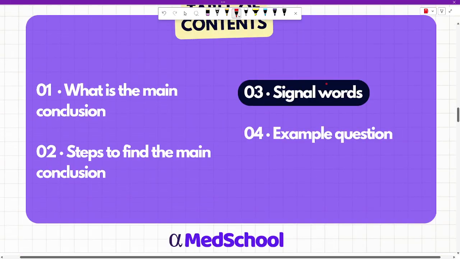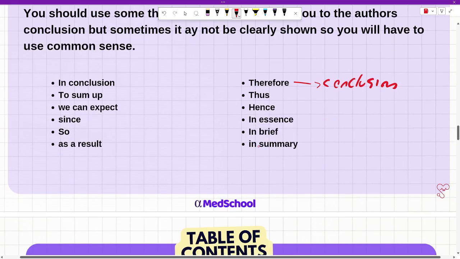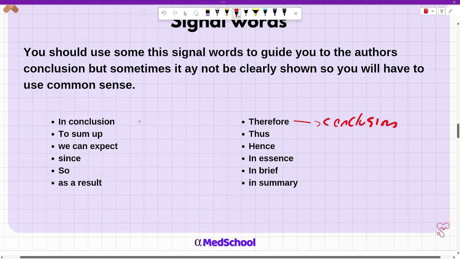Now let's go over some signal words. You should use some of the signal words to guide you to the author's conclusion, but sometimes it may not be clearly shown, so you will have to use some common sense. If you find any of these keywords, be on the lookout, because they might be trying to lead you to the conclusion. Let me explain.